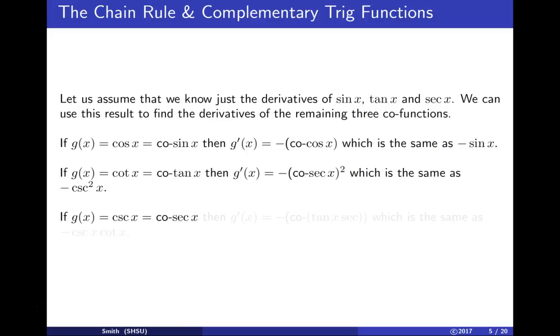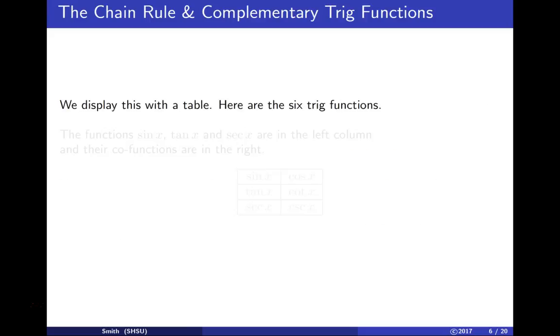If my function is cosecant, that's the complement of the secant, then since we know the derivative of secant is secant tangent, then the derivative of cosecant should be negative of the complementary function, which is the same as negative cosecant cotangent. I see that I left an x out after secant, but we're looking at the negative of the complement of tangent x secant x. And that is the same as minus cosecant x cotangent x.